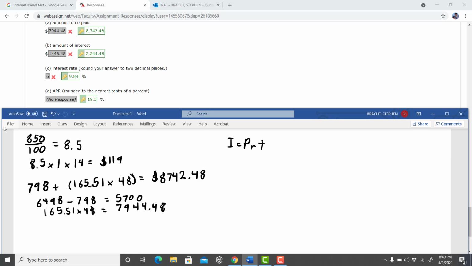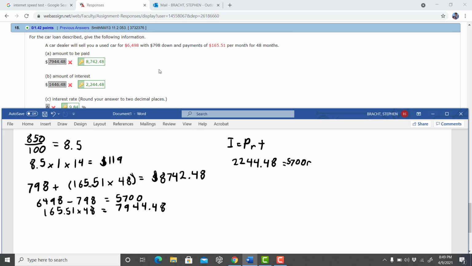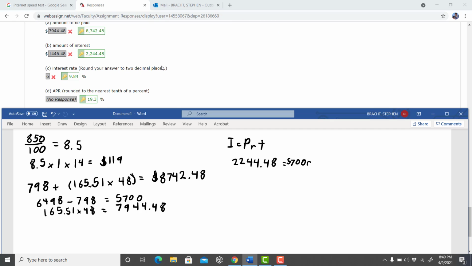Okay. The amount of interest, you plug in for I. That's the 2244.48, right? That's the number we found in part B. Principal is the amount borrowed, which is 5,700. R, the interest rate, is what you're trying to find. You don't know what that is. T is the time in years, which it says 48 months. 48 months is 4 years, right? So we put 4 in, and then we just solve for R using a little algebra.